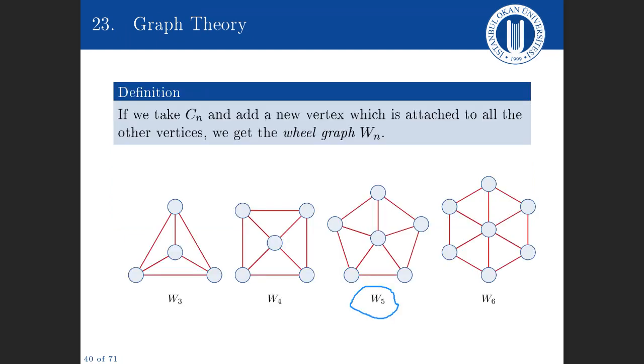These wheel graphs don't have any intersecting edges because we've added an extra vertex in the middle and then none of the red lines are crossing over each other.